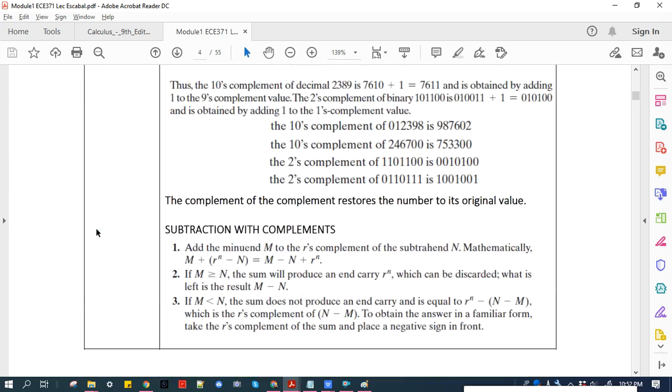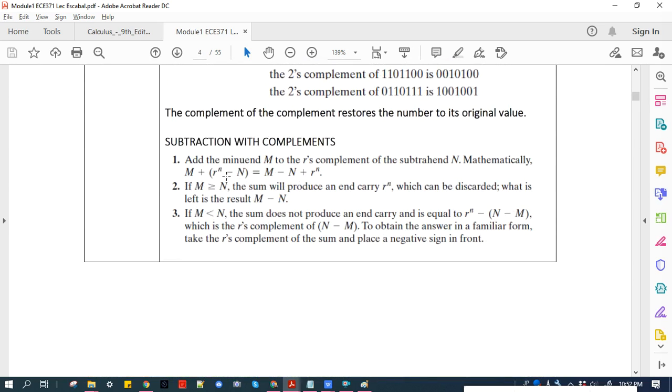Then the next rule is to determine if M is greater than N or M is less than N. If M is greater than N, we discard the end carry. But if M is less than N, the sum doesn't produce an end carry and is equal to the r's complement. To obtain the answer in a familiar form, take the r's complement of the sum and place a negative sign in front.